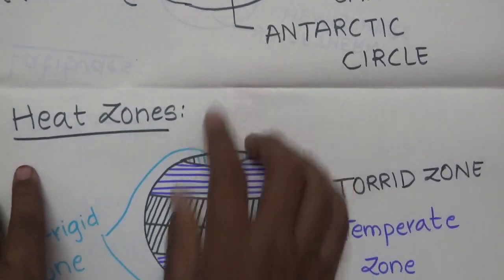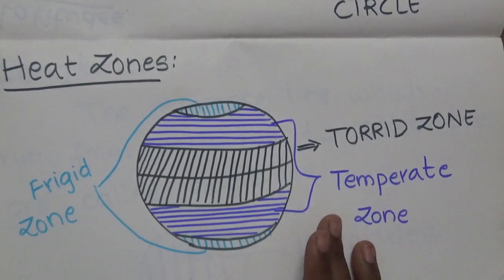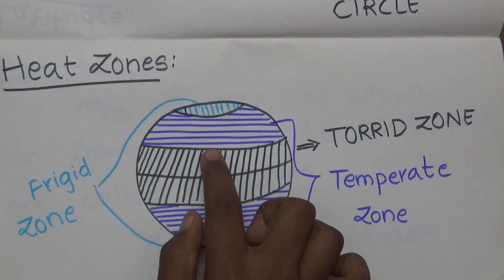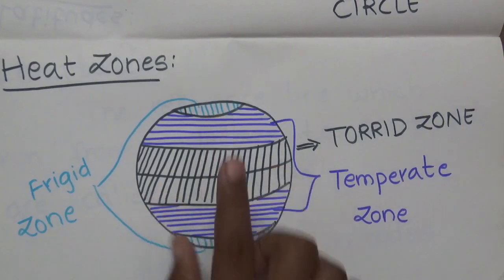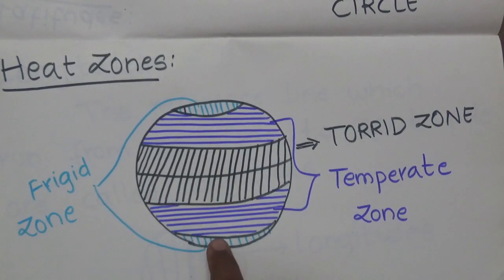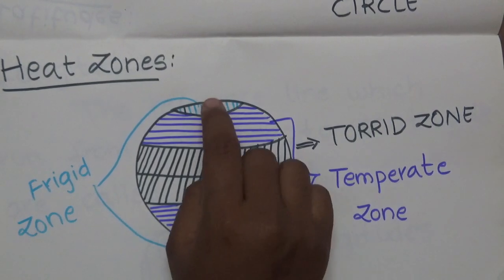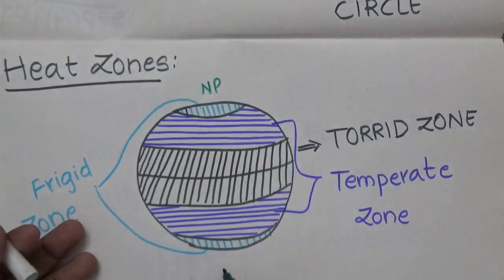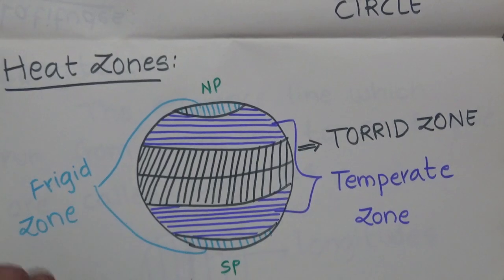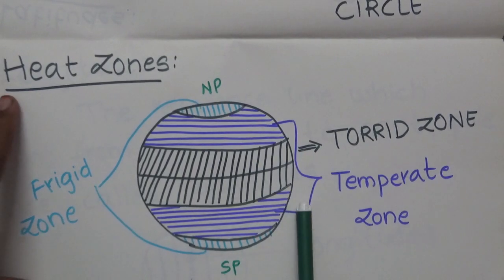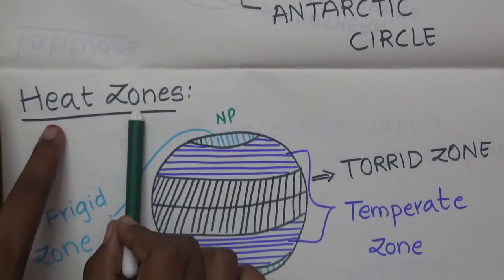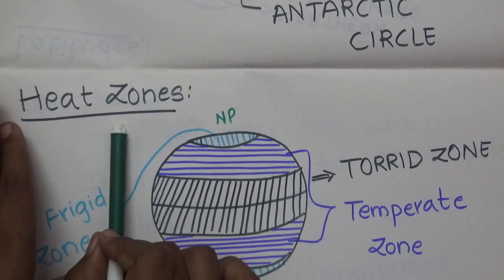Now let's learn about the heat zones. As we learned, this is the equator, this is the Tropic of Cancer, this is the Arctic Circle, this is the Tropic of Capricorn, this is the Antarctic Circle, and this end is called the South Pole, and this end is called the North Pole. Now, the heat zones. What does heat zones mean? Heat zones means it is directly related to heat, that is the sun.